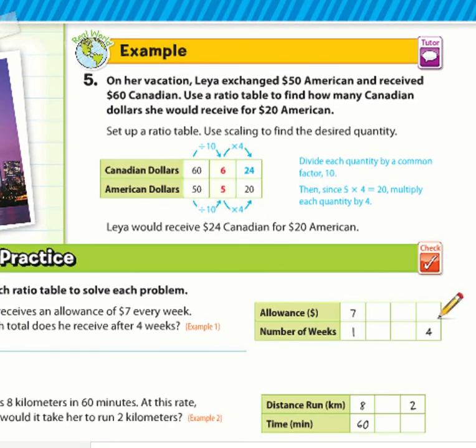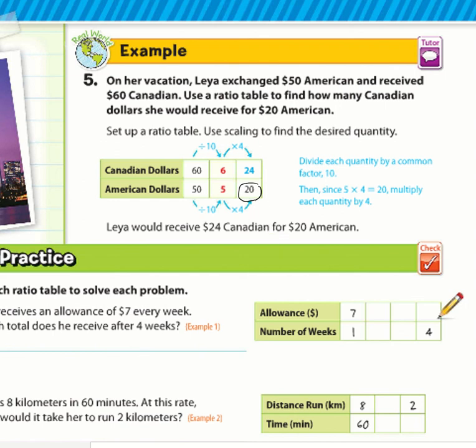So here is example 5, which is going to go over it with you guys. On her summer vacation, Leia exchanged $50 and received $60 Canadian. Use a ratio table to find out how many Canadian dollars she would receive for 20 American dollars. Set up a ratio table, use scaling to find the desired quantity. So on her vacation, she exchanged 50 American dollars and receives 60 Canadian, and that's the first thing here. But we need to find how much to get from 50 American dollars to 20 American dollars, and that's going to be our final answer here.